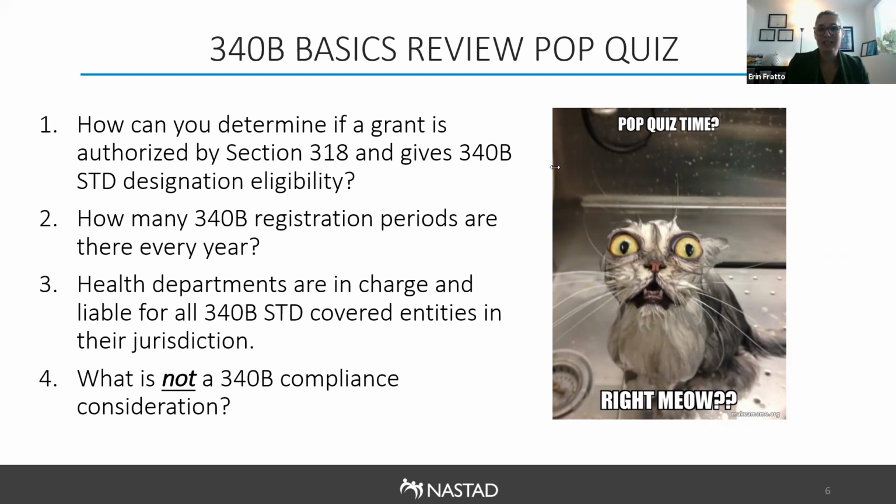Number 3, correct answer is false. Every covered entity is responsible for themselves. Health departments are supportive and guiding partners for their covered entities in their jurisdictions who are operating under their grant number, but there's no mandate from HRSA or CDC that you are an authoritarian figure in this relationship. Number 4, correct answer is D. All of these are compliance elements in the 340B drug pricing program.